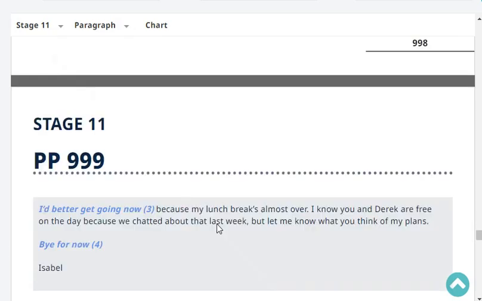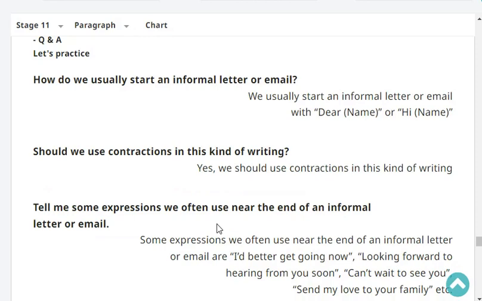Okay, so let's practice. How do we usually start an informal letter or email? We usually start an informal letter or email with dear and the name, or hi and the name.